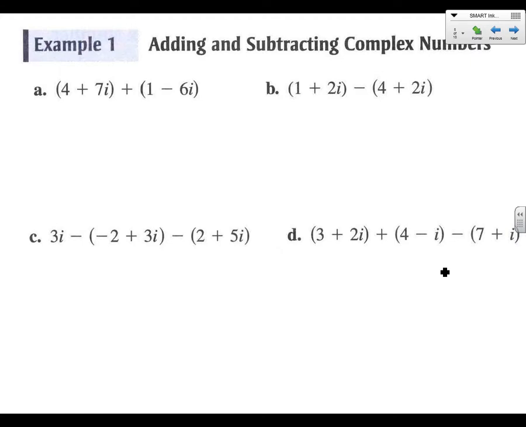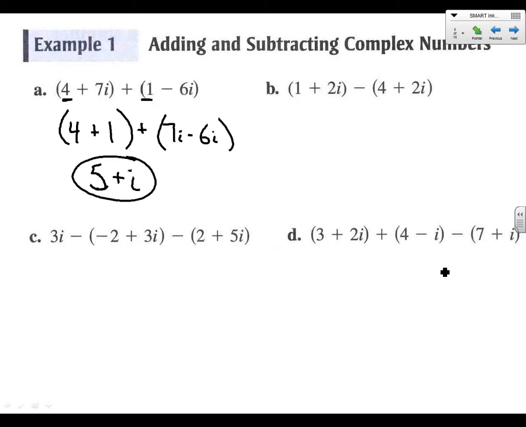So let's do some examples here. 4 plus 7i plus 1 minus 6i. I'm going to rearrange this and group all of the real numbers together, and then we'll add all of the imaginary numbers together, 7i and -6i. We end up with 5 from the reals, and we end up with 1i, or just i, from the imaginary section.